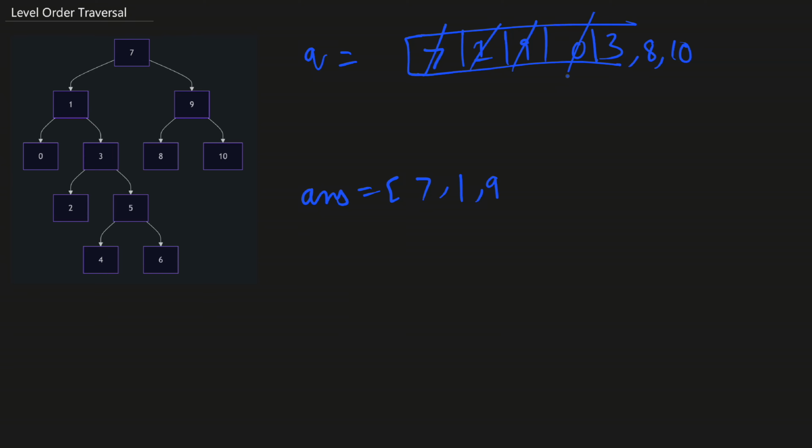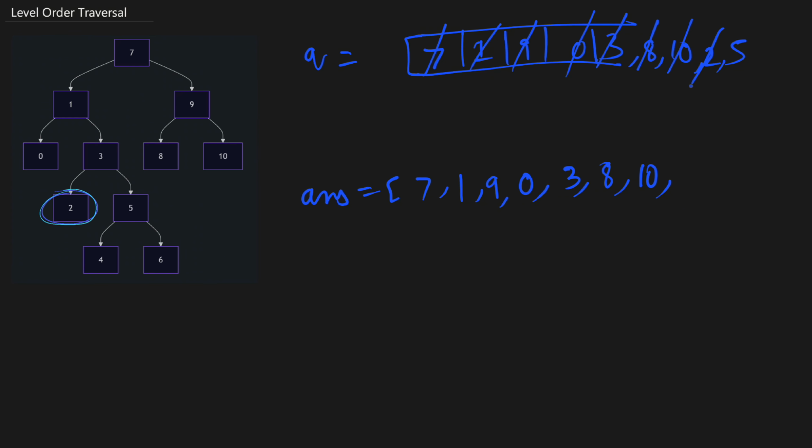Then we dequeue 0, add it to the answer list, and we can see that 0 does not have any children. So we move on with our BFS and dequeue 3, add it to the visited set and add its children 2 and 5 back to the queue. Now we dequeue 8, add it to the visited set, and it also doesn't have any children. So we dequeue the next element from the queue, that is 10, add it to the visited set, and it also doesn't have any children.